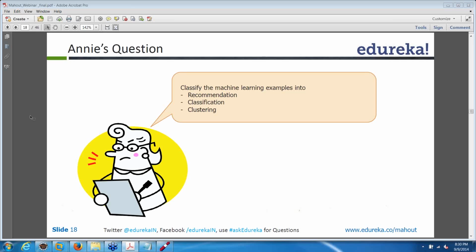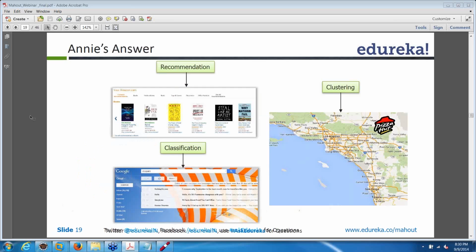So as we discussed, these three things we will be concentrating on more: recommendation, classification, and clustering. So classify the machine learning examples into recommendation, classification, and clustering. Okay. So this belongs to recommendation and this belongs to classification, where we have a pizza example which is going to be the clustering. Where we group a set of pizza stores together and find out, based on the distance, where to place the pizza store so that the distance between the stores and the delivery point will be minimal. So these three wings will be taking more of our time during our course.